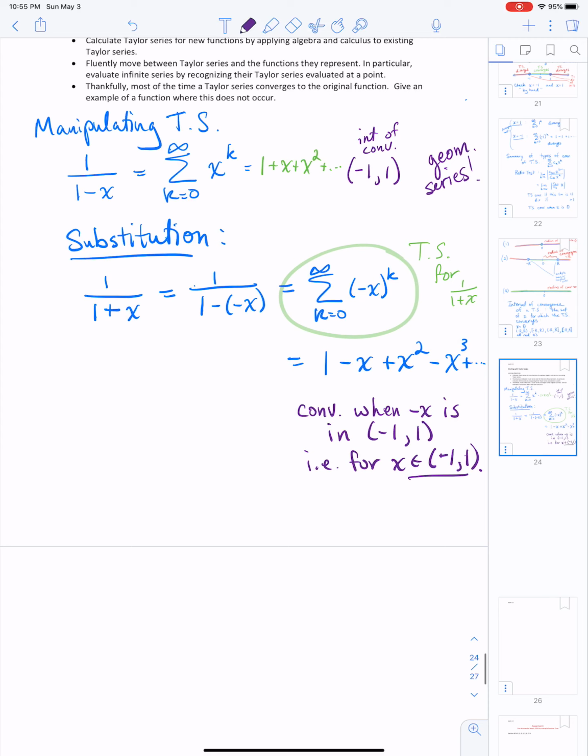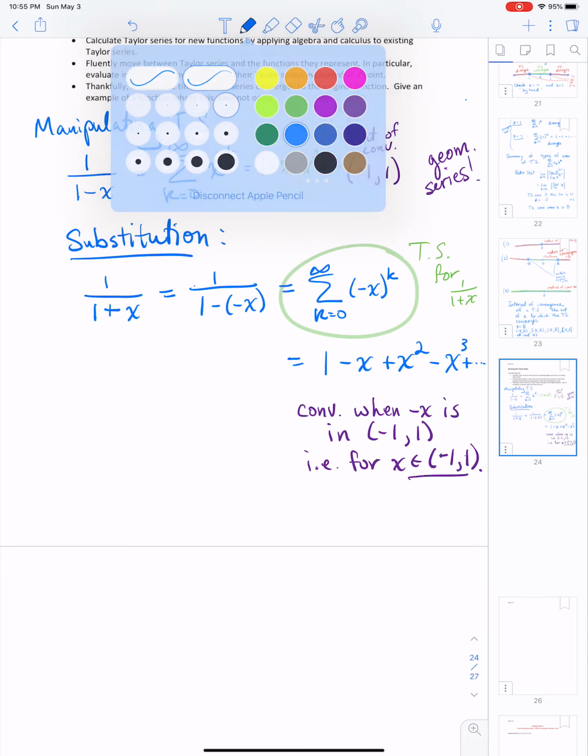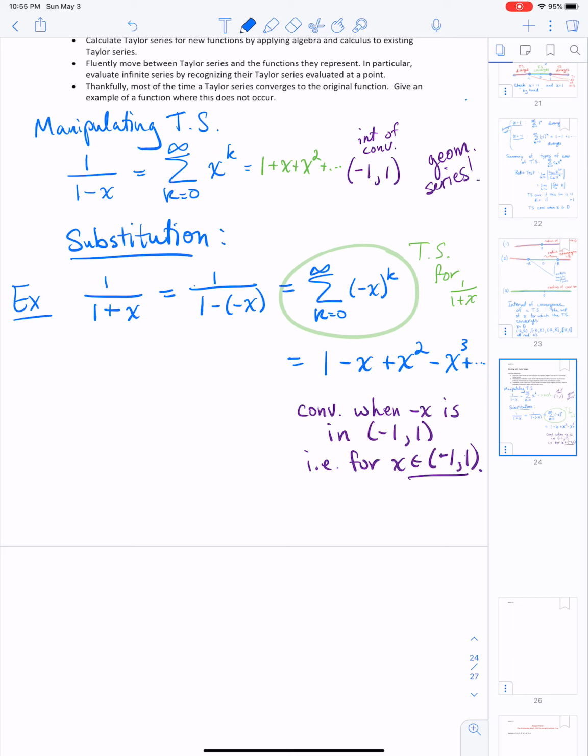Okay, so there are a number of other things we can do here. Once we have the Taylor series for 1 over 1 plus x, we could do another substitution. So here, let me just go ahead and label my examples. Here's another example of substitution if we want to know the Taylor series for 1 over 1 plus x squared.